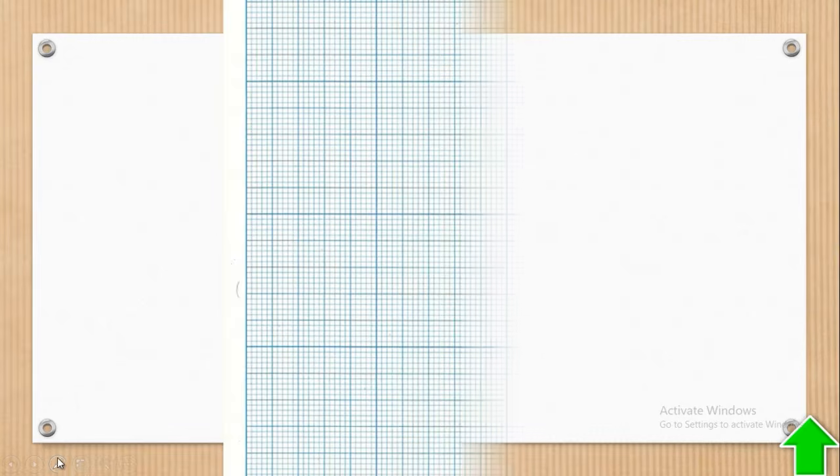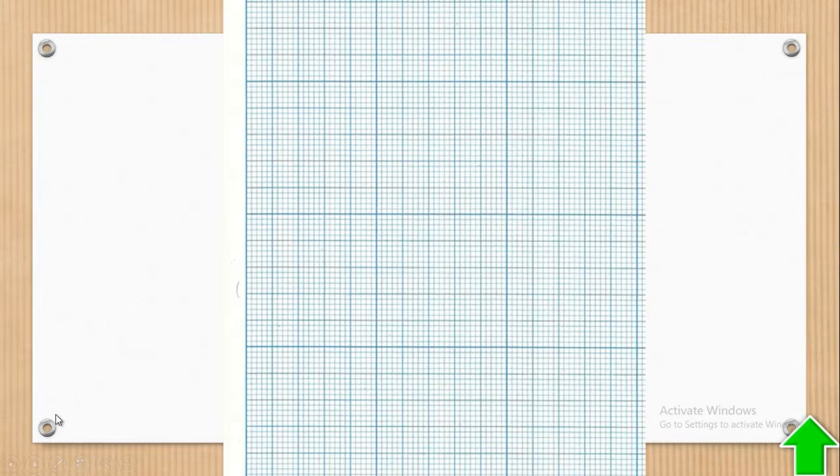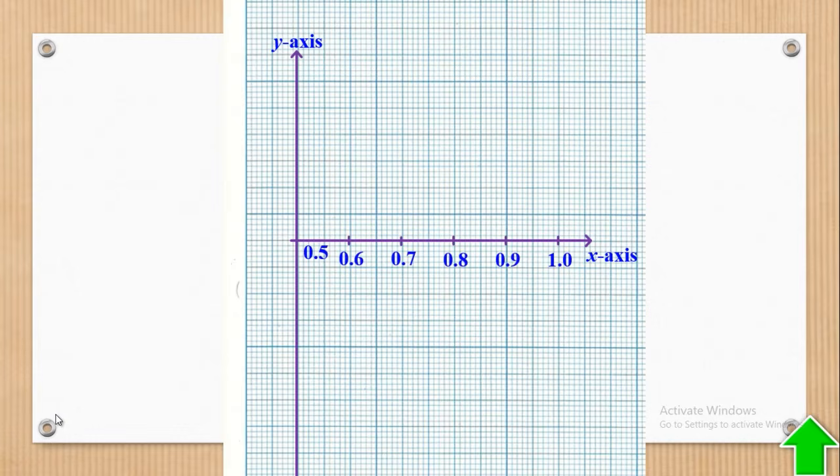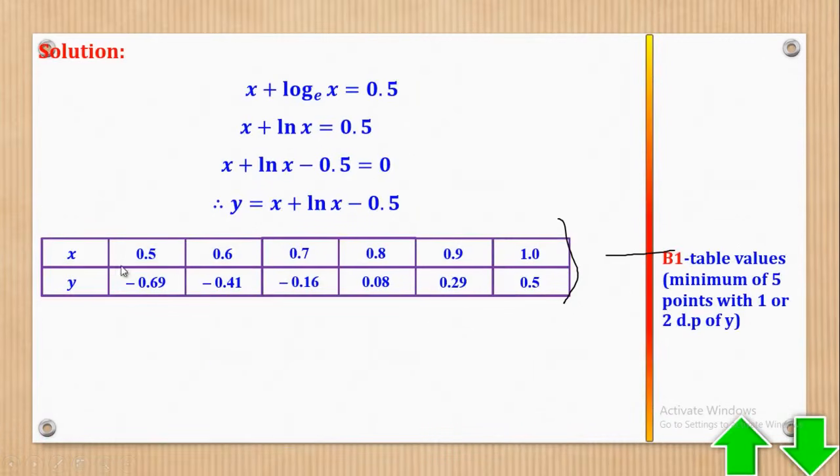So you need a graph paper. Then on the graph paper, the first thing to do is to put your x-axis and the y-axis. Then you'll put the scale for the horizontal axis. After that, you also get the scale for the vertical axis. So after that, you are going to plot the values of x and y.